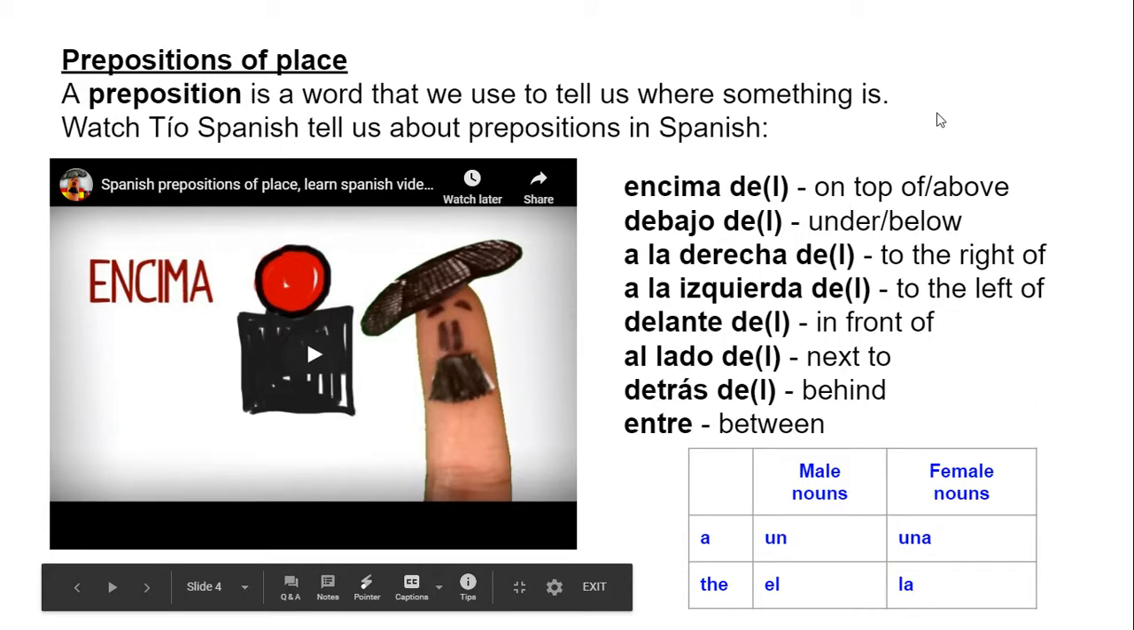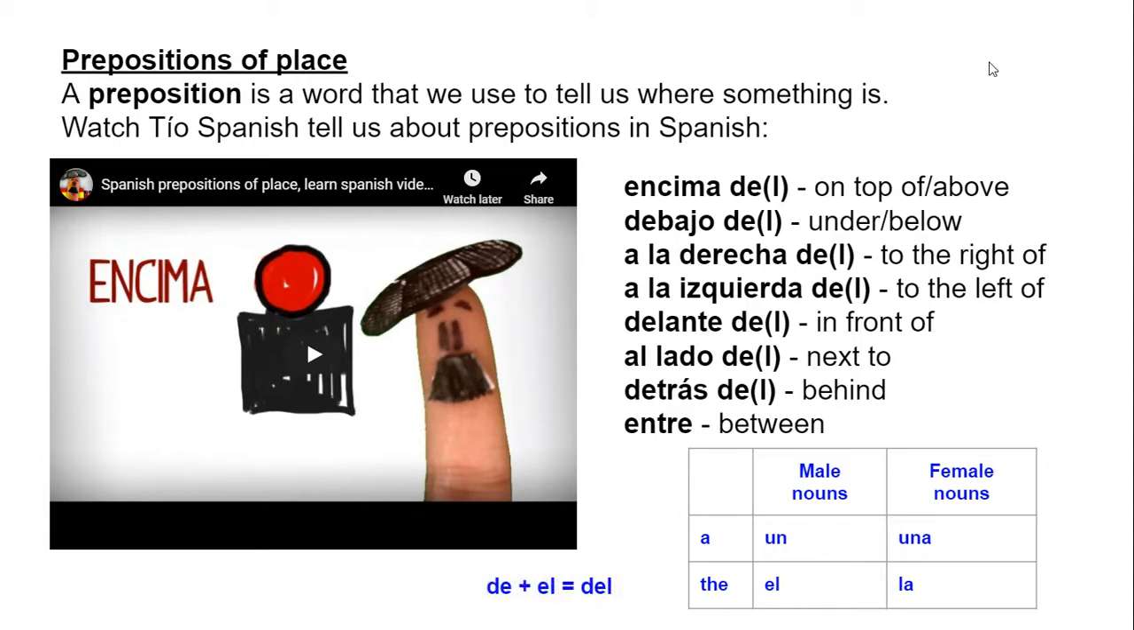And right down here under the video, as soon as that little gray box disappears, you're going to see I've got de plus el equals del. Now, I know you're looking at that, you're thinking, what does that mean? Let's just take a look at encima de. Encima de means on top of, okay? And after the de, I have in brackets the letter L.